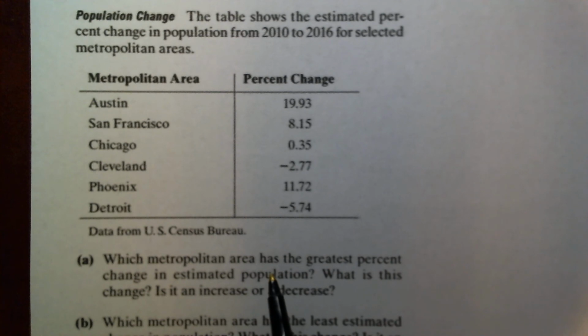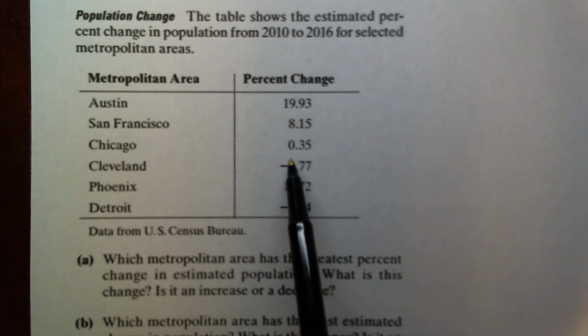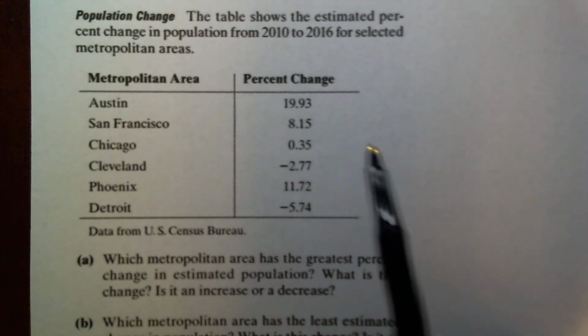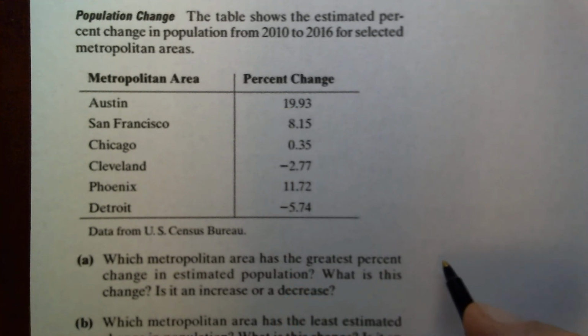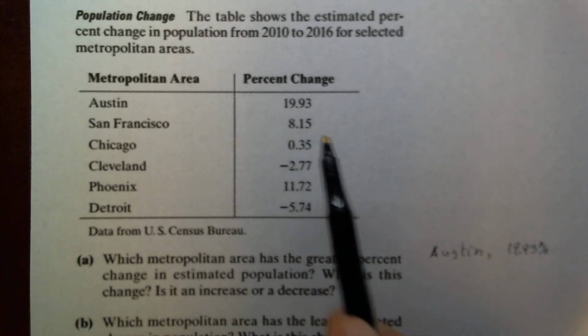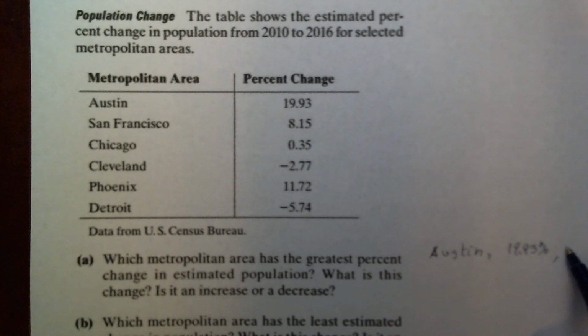So we look at the various changes. What stands out is, of course, that Austin would be the metropolitan area. And what is the change? The change is 19.93%. And because it's a positive number, it is an increase.